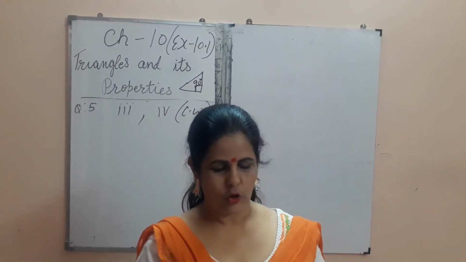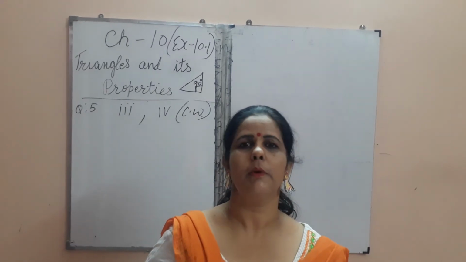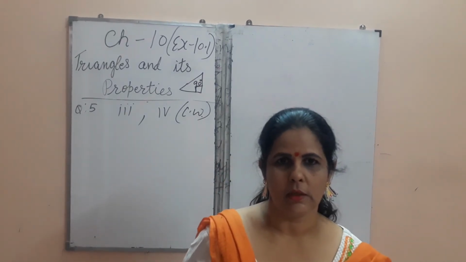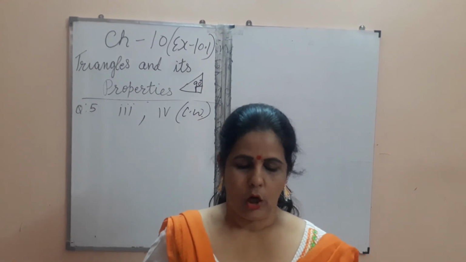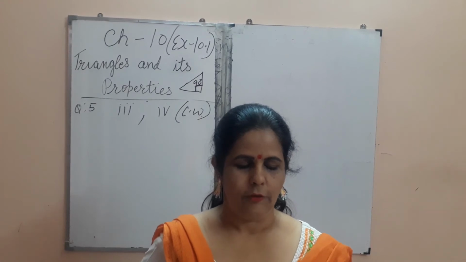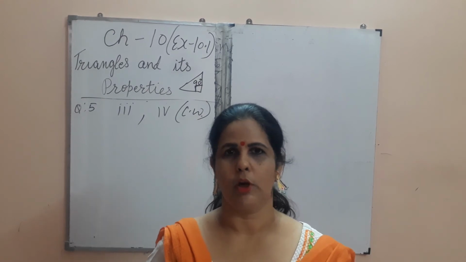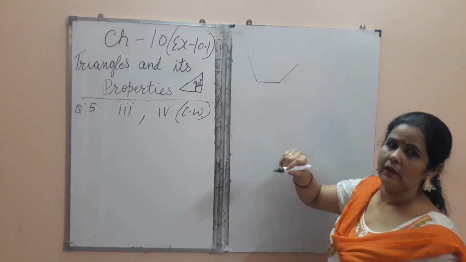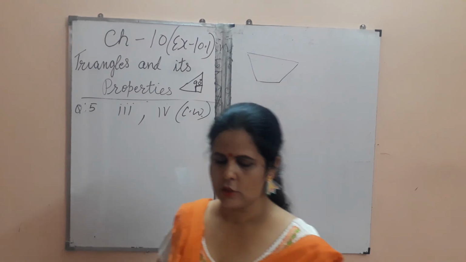Third, two of the angles are right angles. No. Why? Because the sum of two angles will be 180 degrees. Then what will be the measure of the third angle? A zero angle cannot be there in the triangle, so it is also not possible. Fourth, all the three angles are equal to 60 degrees. Yes, it can be possible. Fifth, two of the angles are obtuse angles. No, it is not possible, because if two angles are obtuse, then it is not possible to become a triangle. It will become a quadrilateral. So it is not possible.